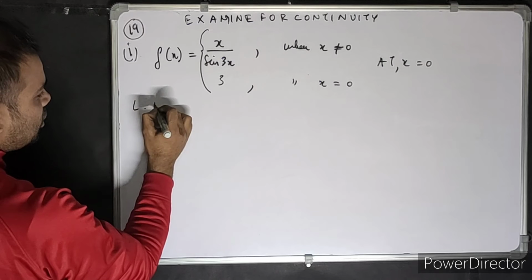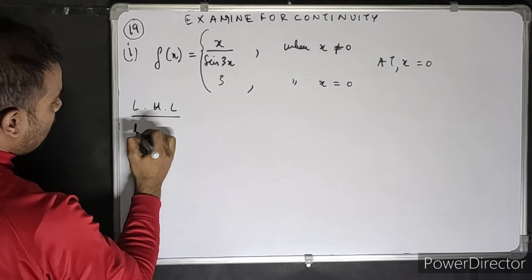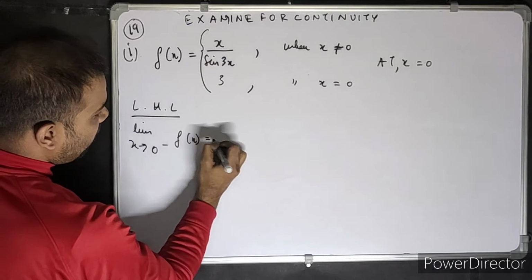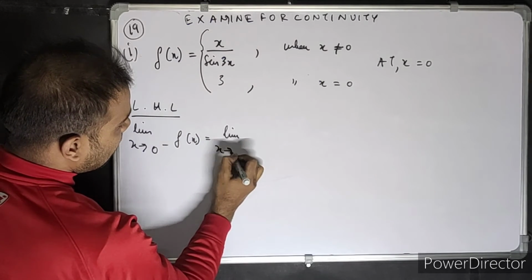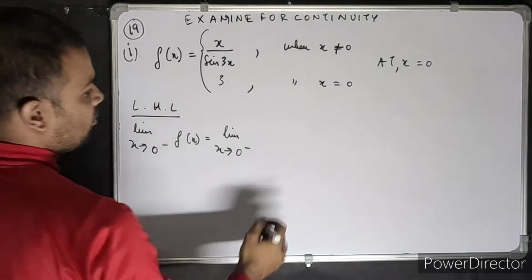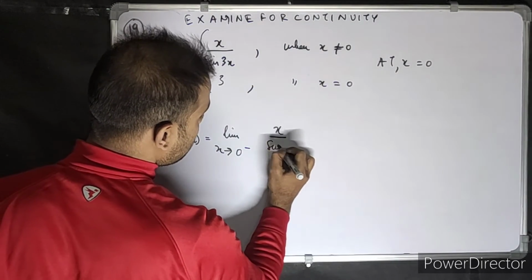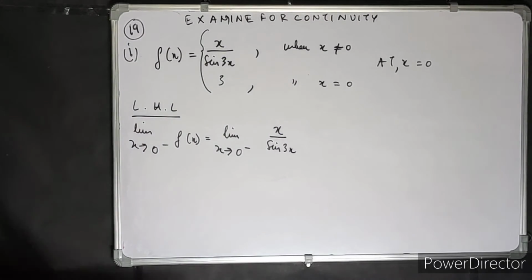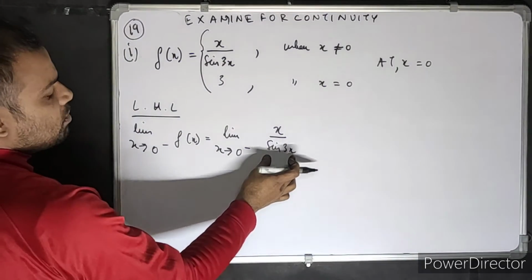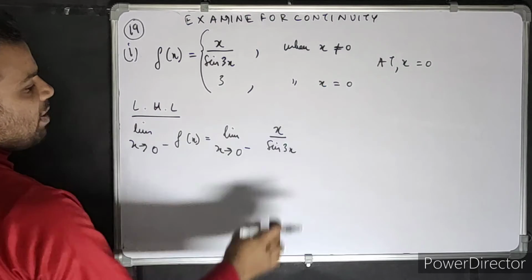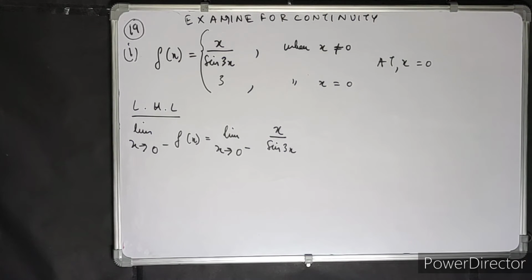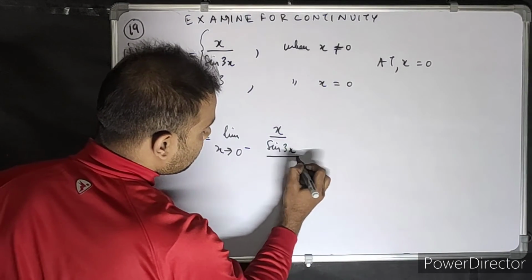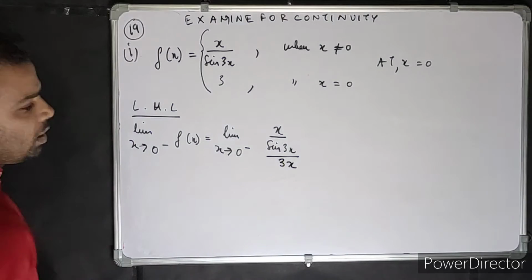Simple. Start with the LHL. Limit x tends to 0 negative, f of x is equal to limit x tends to 0 negative. The function you have to take is x by sine 3x, because that's not equal to 0. Now from here, you know your class 11, you have to divide this by 3x, then you have to divide that also by 3x.